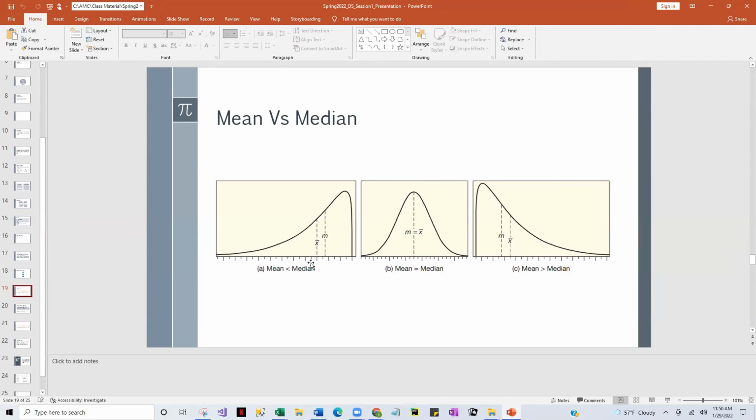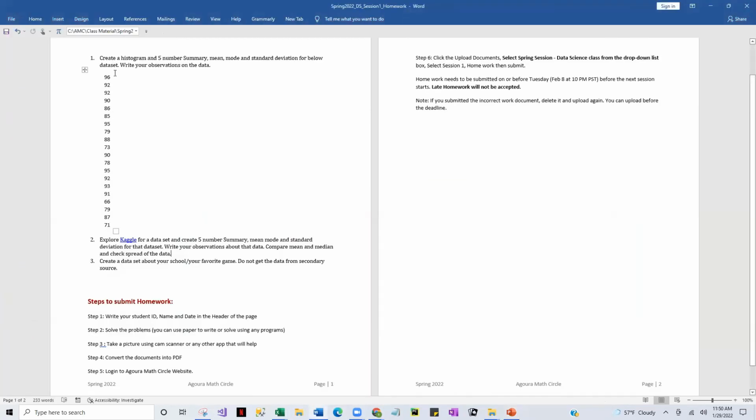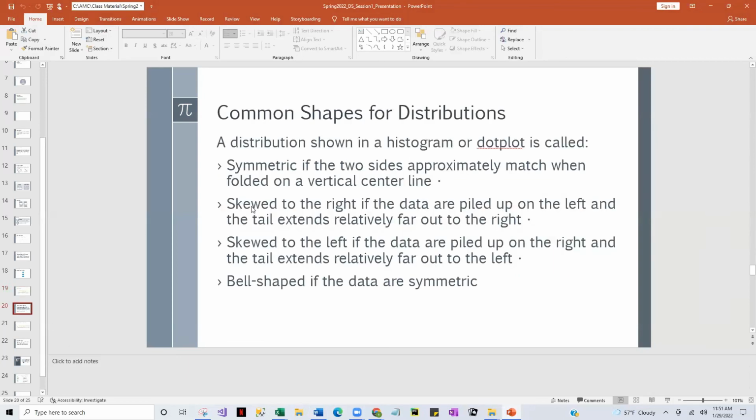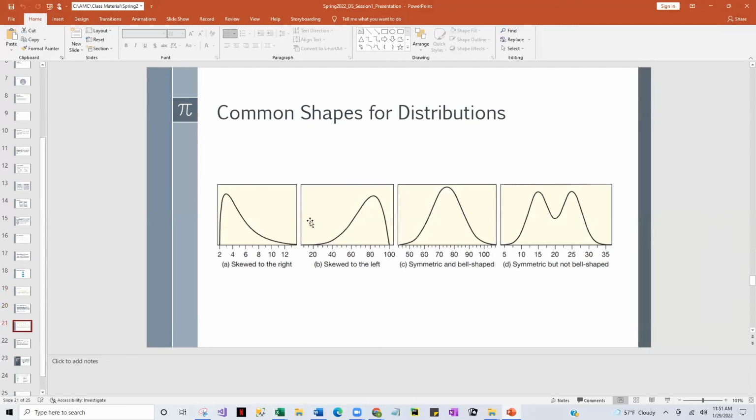So when you compare the mean, and also in the homework, when you're looking at mean and median, you can compare them and tell where your data is, whether it is skewed left, skewed right, or symmetric. You can say that. And here are the common shapes for the distribution.